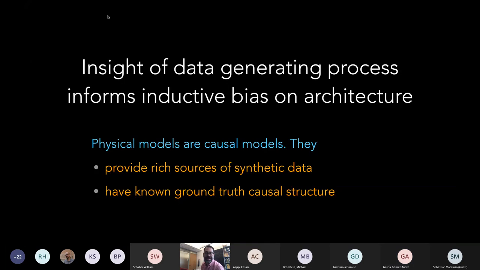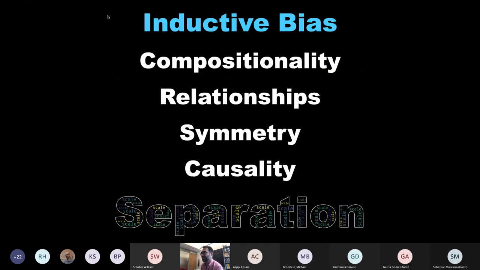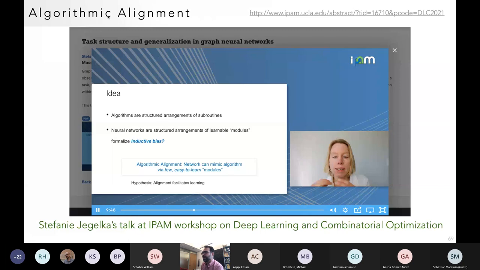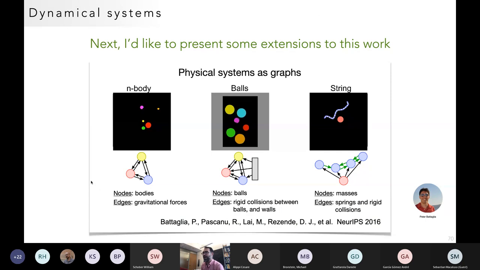Same collaborators, same basic theme about inside of the data generating process and inductive bias. I'll kind of skip through this. The same point that I want to make about this kind of algorithmic alignment. But what I want to talk about is extensions of this work that Peter Battaglia and Daniel Resende and company did on modeling physical systems as graphs. And so here, the physical systems are like dynamical systems.